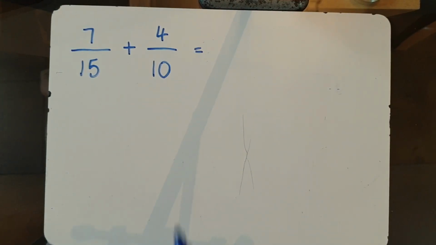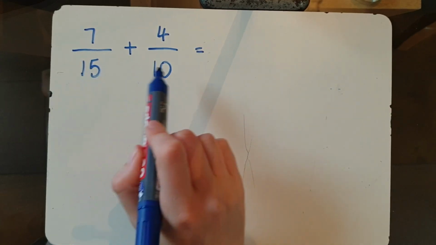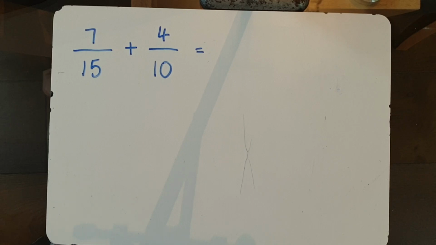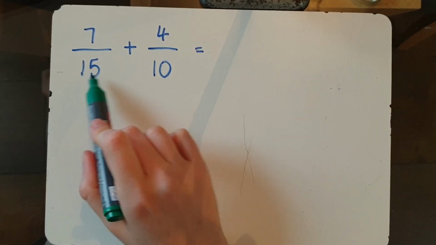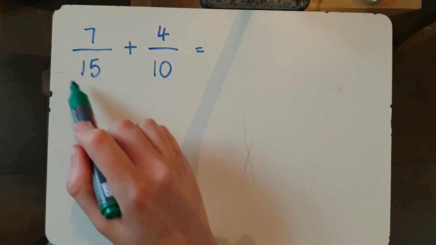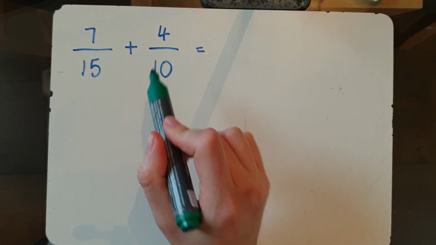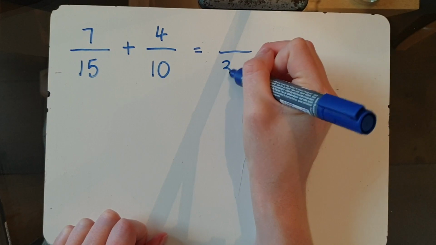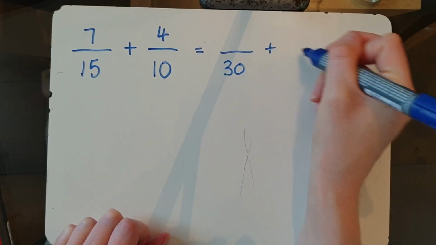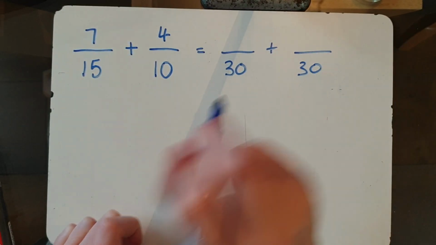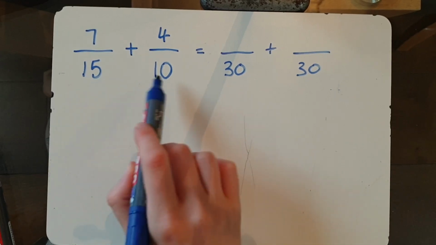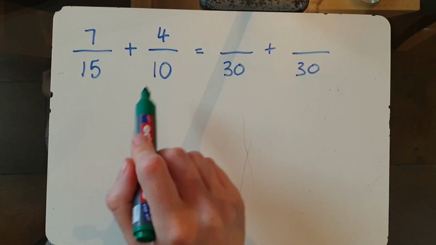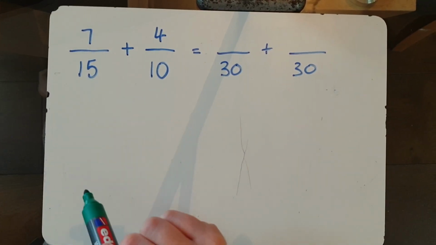I wouldn't always need to just multiply by the alternative denominator. I look for the lowest common multiple of the two denominators. So here we've got 15 and 10. Both of those go into 30 quite easily, which is going to be nicer than making a denominator of 150 by multiplying these two together. So 30 is a common multiple of 10 and 15.